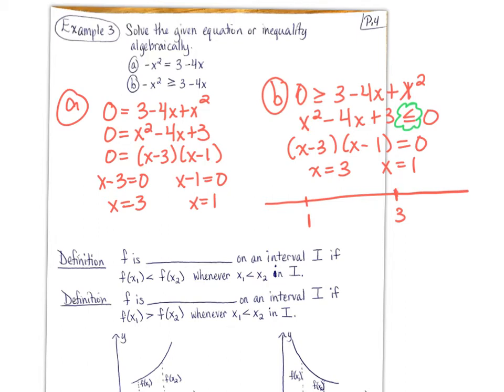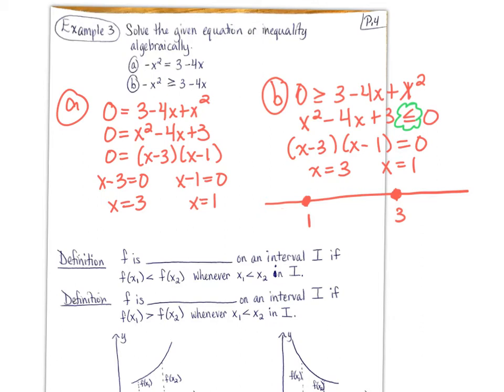Yes. Why do we? What part of this do we take care of when we say yes? The equal to. Very good. So we definitely include 1, and we definitely include 3. Okay? Now what we do is we've broken our number line up into how many parts? How many parts of this do we have?